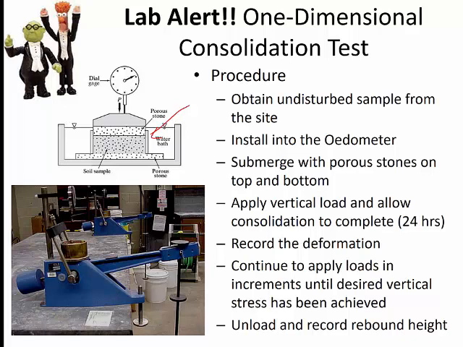And then once this consolidometer with the soil sample and the porous stones is assembled, then it is placed in what we call a water bath, and that is this device here where it is submerged, and that entire device is placed into a frame. That frame then allows us to apply load to a hanger, and that load that's applied to the hanger applies that load to the soil sample itself, and then we begin to record deformation of that soil sample over time. And typically this lasts about 24 hours or until no more deformation occurs.